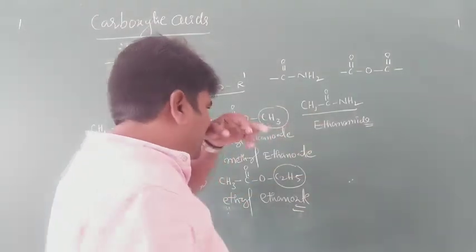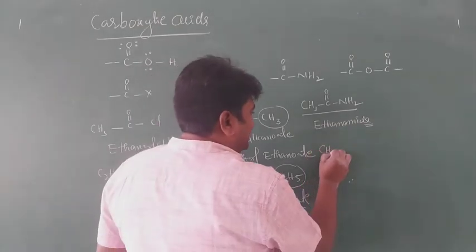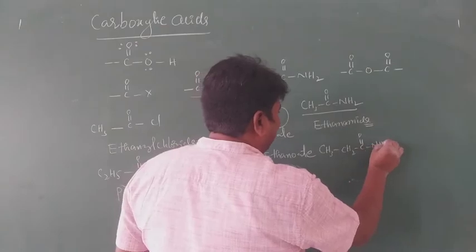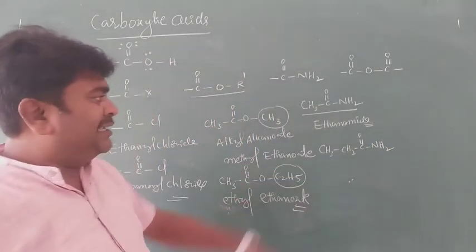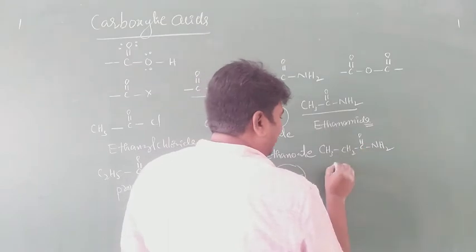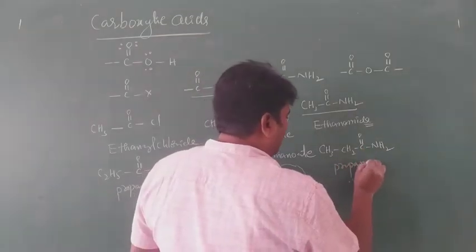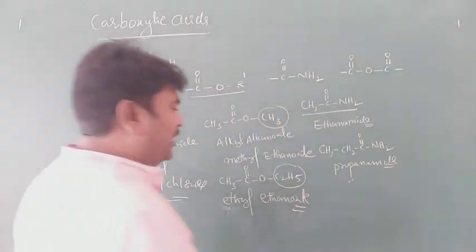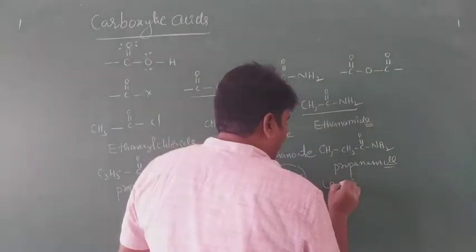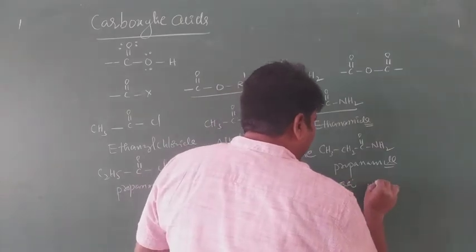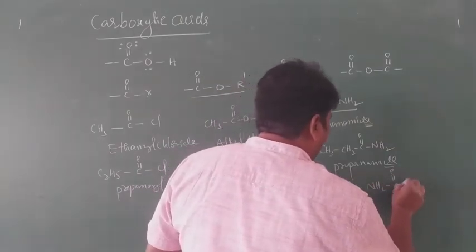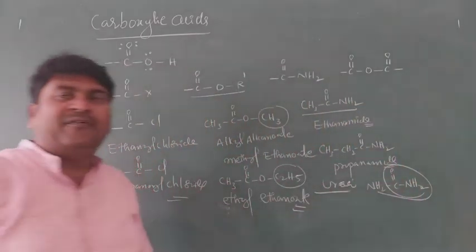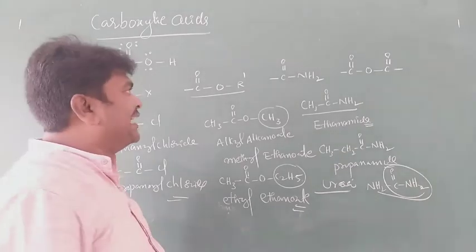Suppose CH3, CH2, C double bond O, NH2. So it is propanamide. 1, 2, 3, 3 carbons are there. It is propanamide. Urea is an amide. You have to remember urea. The urea formula is NH2, C double bond O, NH2. This is the amide functional group. Very, very important. Urea is an amide.